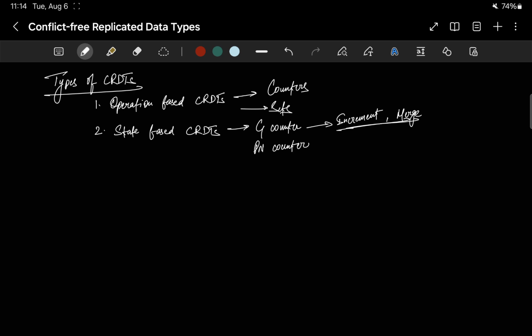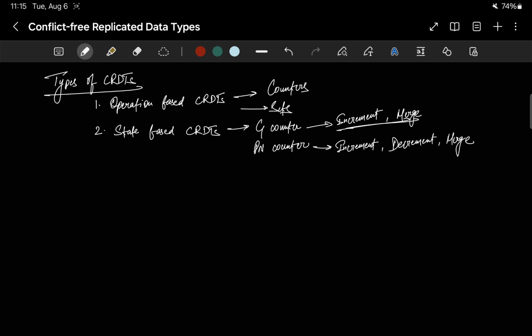Now, PN counter. PN counter is another example of a state-based CRDT representing a positive or negative counter. It has different operations: increment, decrement, and merge. Unlike G counter, PN counter supports decrement also. So it represents positive increments and negative increments or decrements, and the merge operation combines the counts from both positive and negative counters.